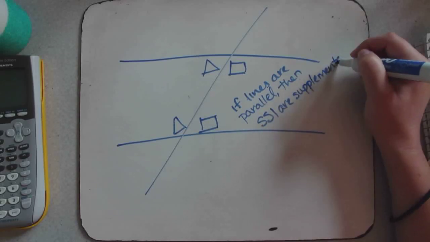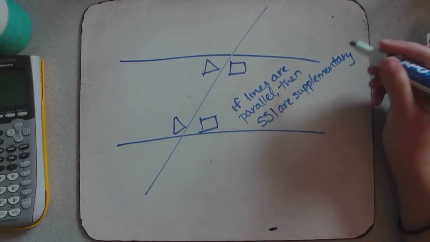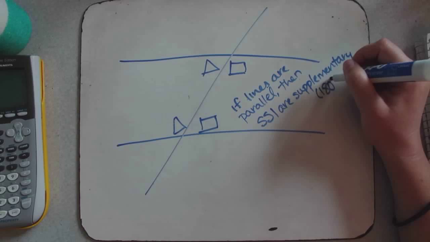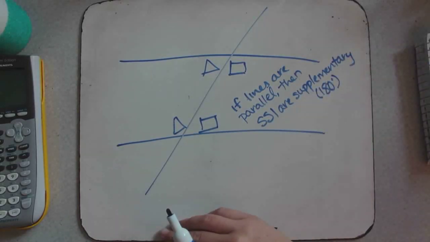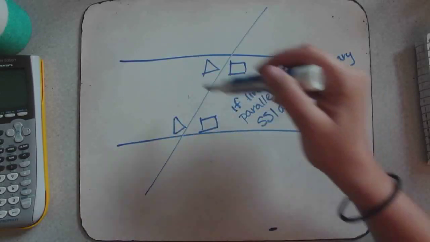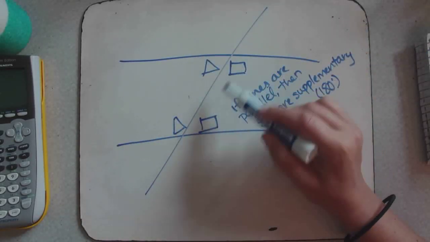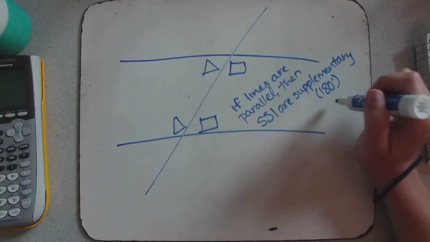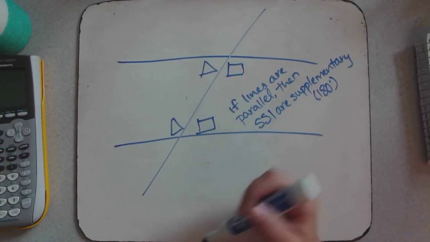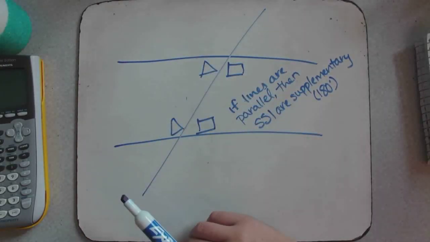Switching it up on you. Just make sure you're paying attention. So supplementary is one of your vocab words. In your mind, you should think 180. Okay? So that means if these lines are parallel, which means they will never touch, then these two angles here where the rectangles are, they would add up to 180 degrees, right? So maybe this one would be 120 and this would be 60, just as a possible example. These triangles would add up to 180 degrees, okay?